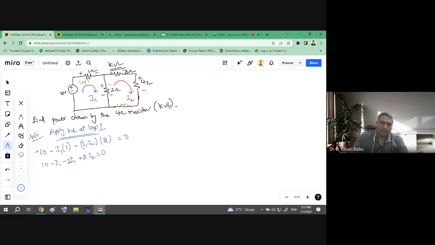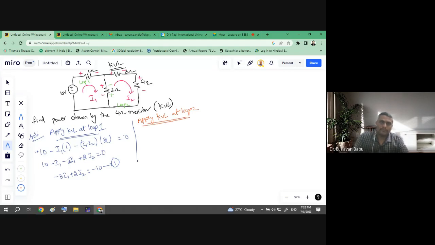So how does it become? Minus 3 into I1 plus 2 into I2 is equal to minus 10. Let me cross check: minus 3 into I1 plus 2 into I2 is equal to minus 10. Let it be equation 1. Next, apply KVL at loop 2.